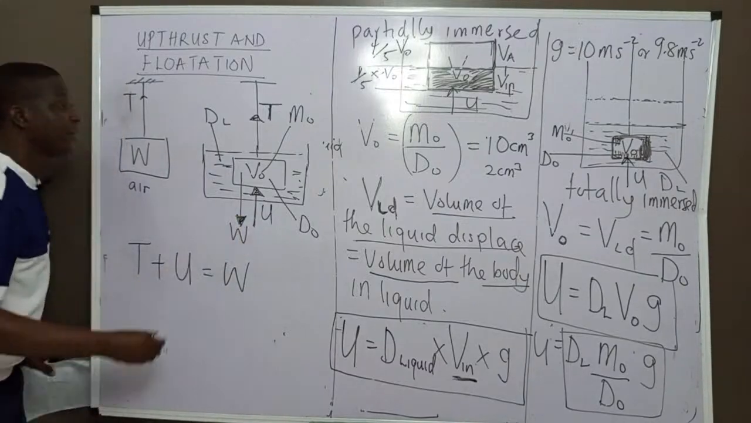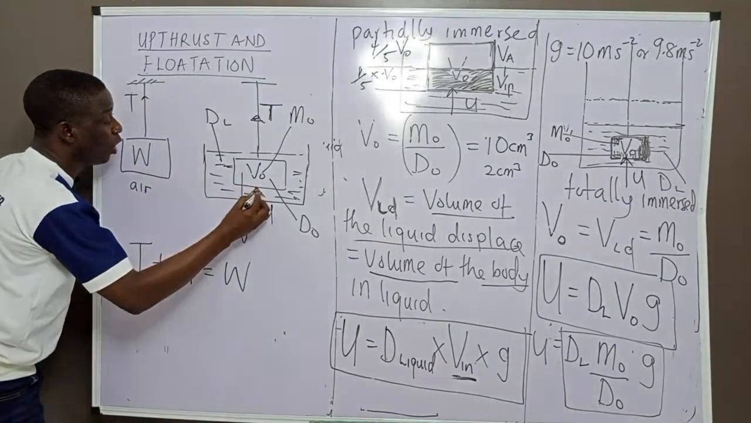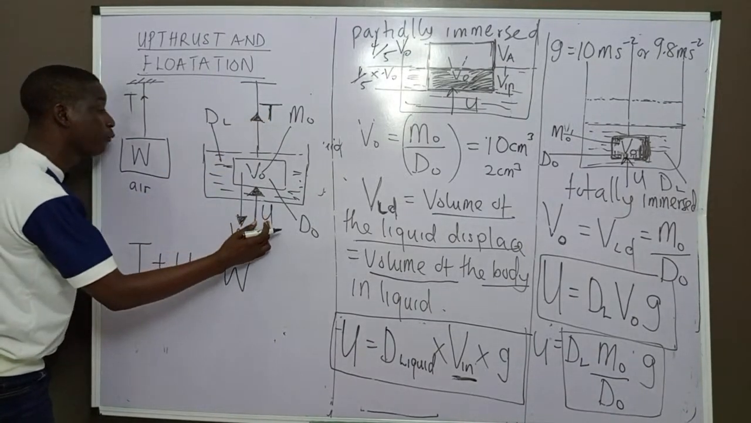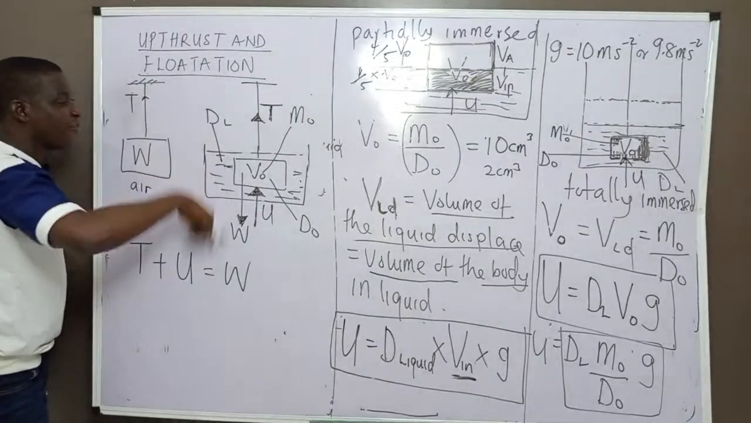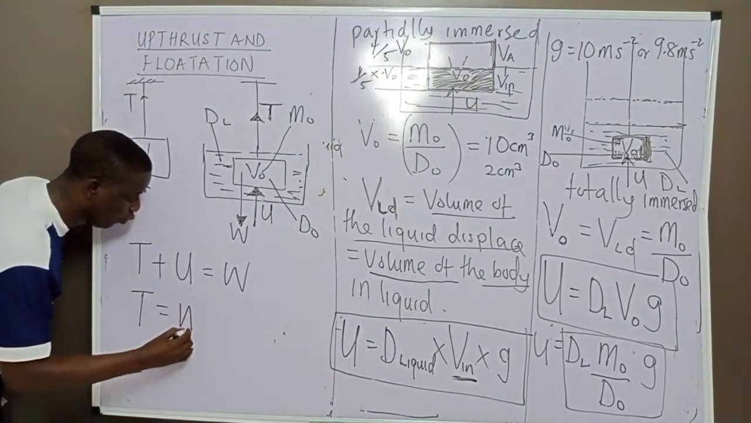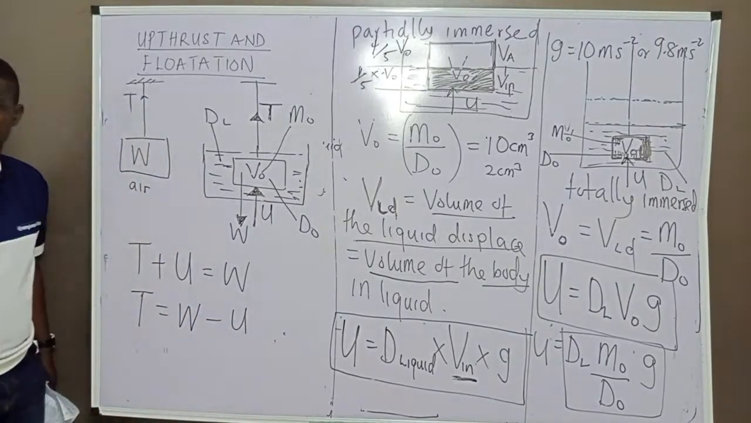Look at it now. The total force going up is 2 forces, upthrust and tension, while only 1 force is going down, which is weight. And that will give us tension equal to what? Weight minus upthrust.